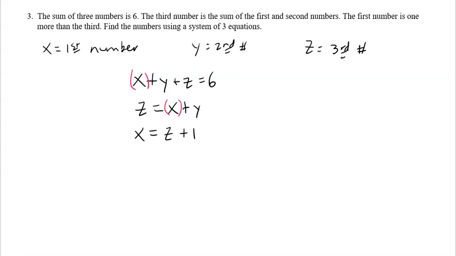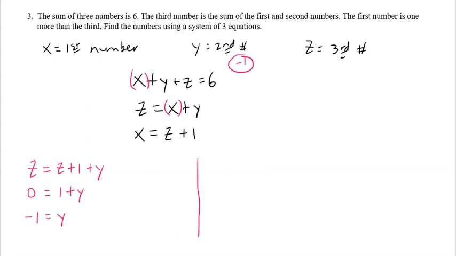So I'm going to let these x's be replaced with z plus 1. Okay, so in the middle equation, when I replace x with z plus 1, I get z equals z plus 1 plus y. And then continuing to solve, you notice that the z's would actually cancel each other. If I subtract z from both sides, I get 0 equals 1 plus y. So actually I've solved for y here. y is -1. That's my second number.